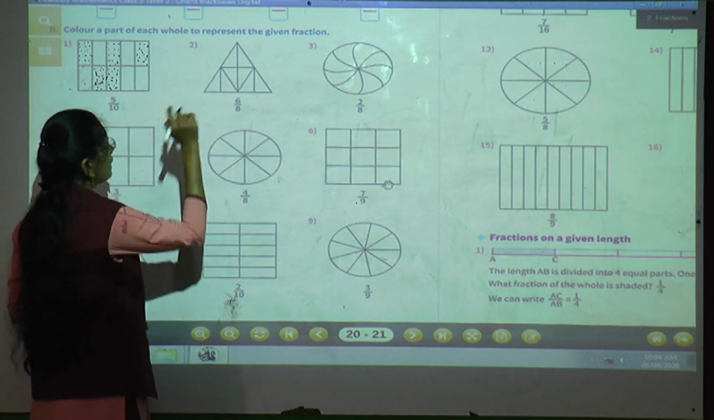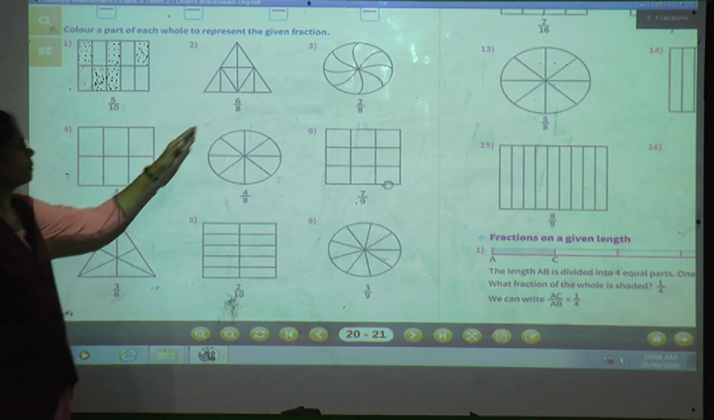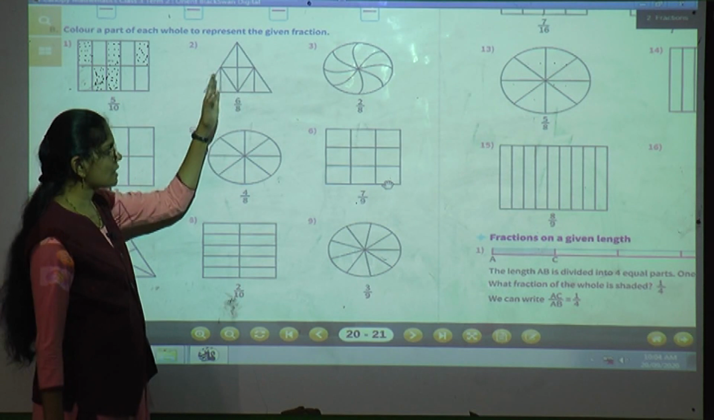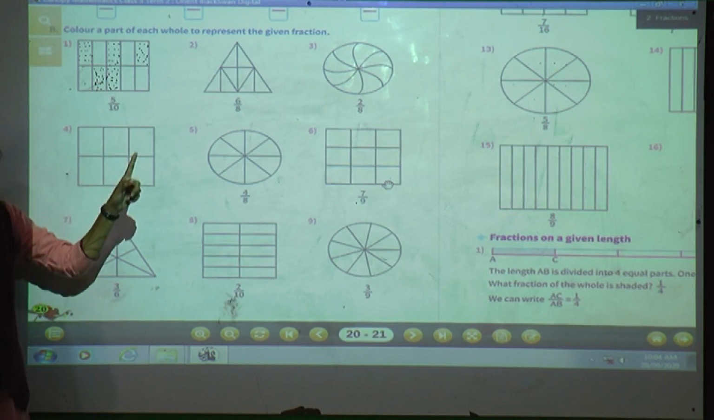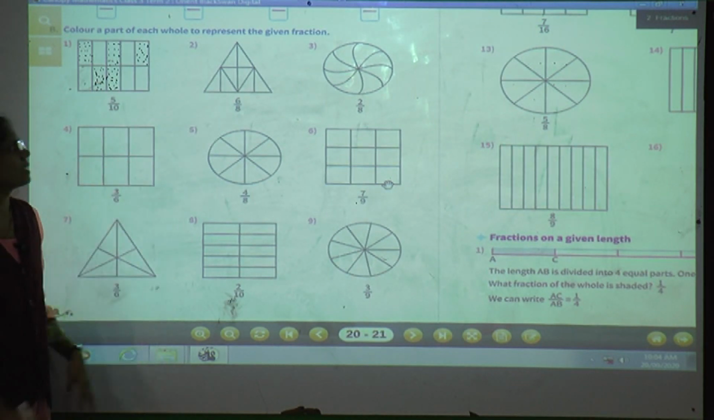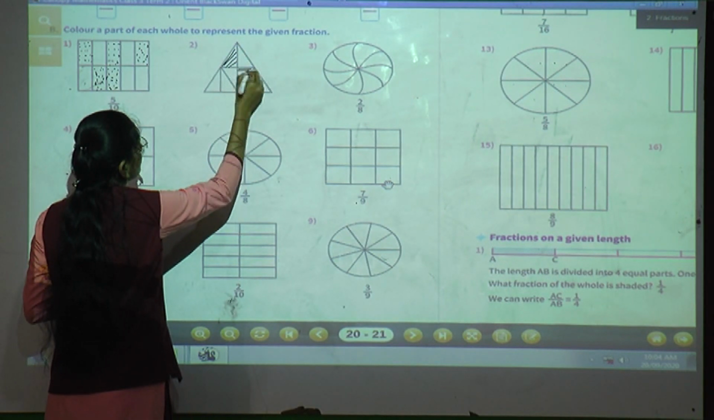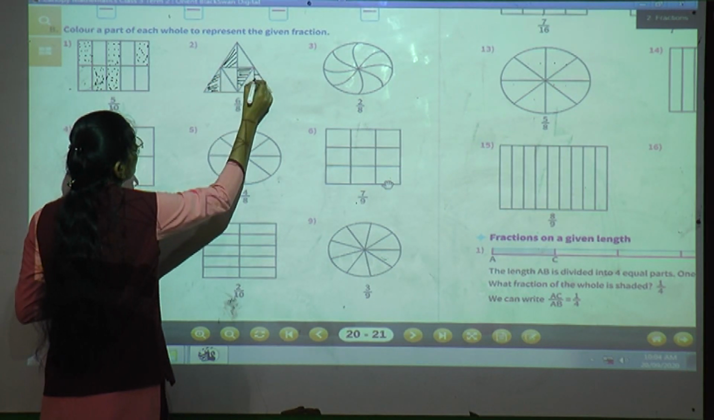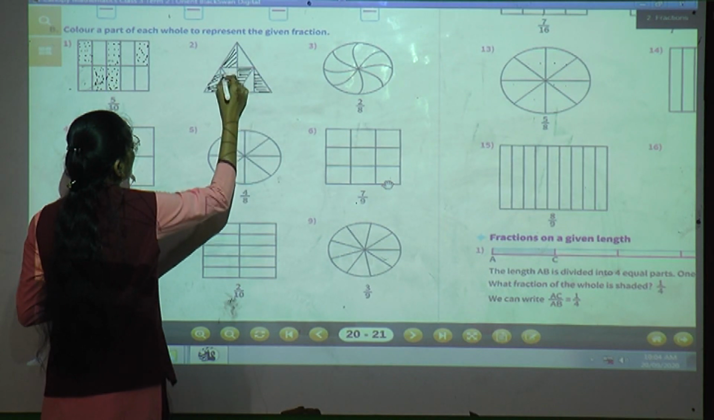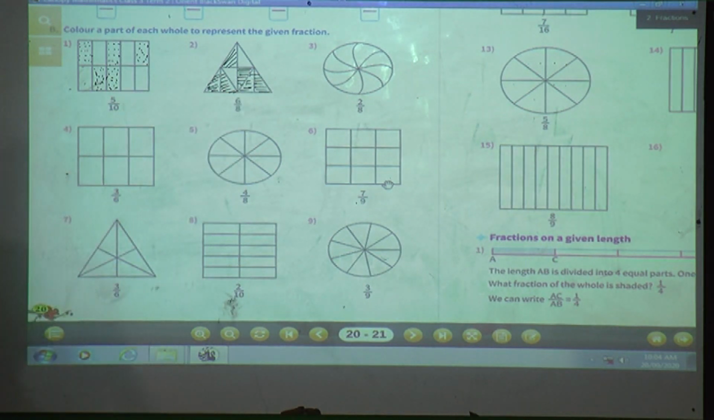Okay, now see the next example. 6 by 8. The fraction is 6 by 8, means in this example, this whole is divided into 8 equal parts, and out of that 8 parts we have to color 6 parts only. Okay, so color the 6 parts. 1, 2, 3, 4, 5 and 6. Any 6 parts you can color to show the fraction 6 by 8.